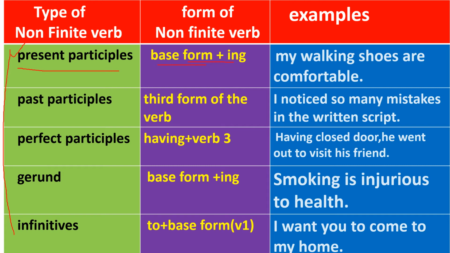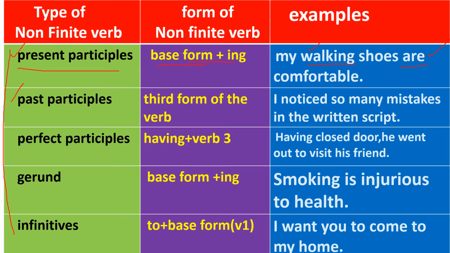You can see the example also. My walking shoes are comfortable. Walking is called non-finite verb. The finite verb here is are. Are is the finite verb because it can change. It changes its form according to the subject, according to the tense. So in this sentence, walking is non-finite verb, are is finite verb.